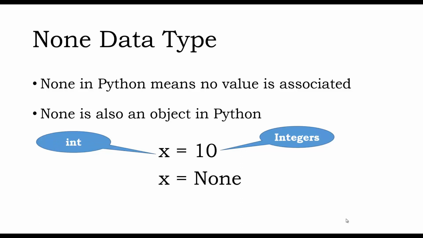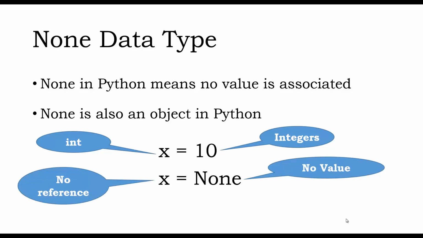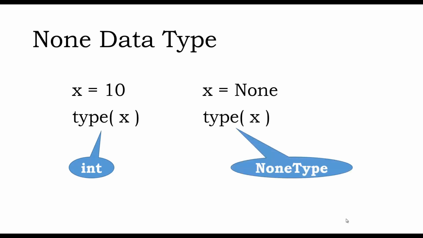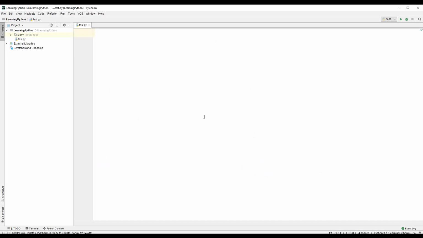Now let us assign x equal to none, where none is no value and now x does not point to any location in the memory. If x equal to 10, the function type of x returns int data type. Whereas if x equal to none, now the type function of x will return NoneType. Let us now look at the working of the none data type in Python.